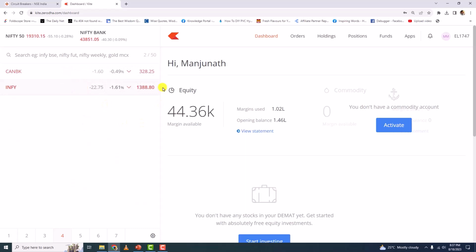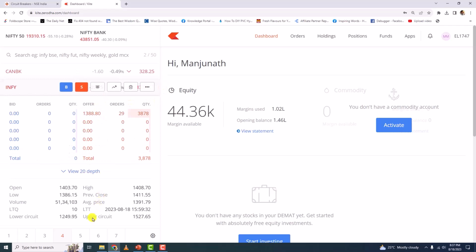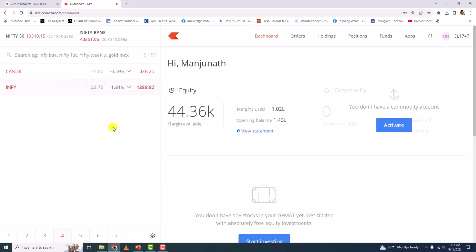So Infosys today's closing price is 1388.80 rupees. If I click on market depth, you can see the lower circuit is 1249.95 and the upper circuit is 1527.65. This was for today, and this was calculated based on the previous close, which is 1411.55. So if at all the price reaches the upper or lower circuit, then the trading stops for that particular stock. But for stocks, the rules are a little bit different.